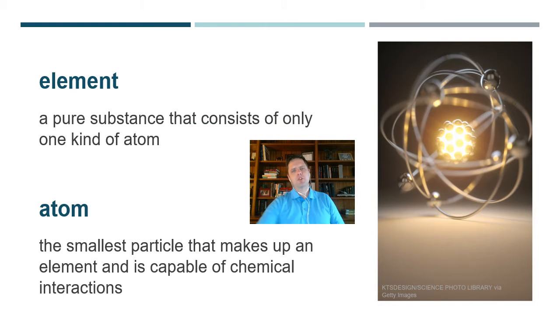Now, an element is a pure substance that consists of only one kind of atom. What is an atom? Well, we kind of already set this up a little bit, but an atom is the smallest particle that makes up an element and is capable of chemical interactions.